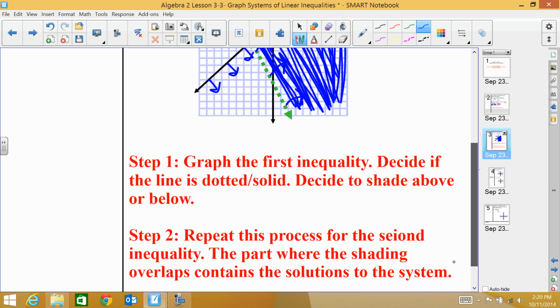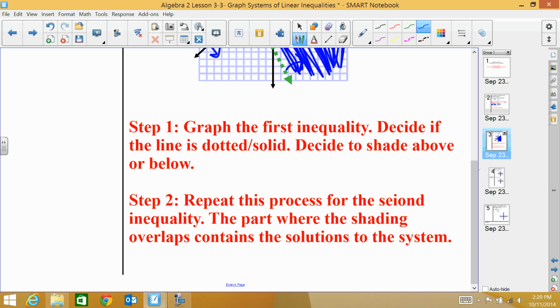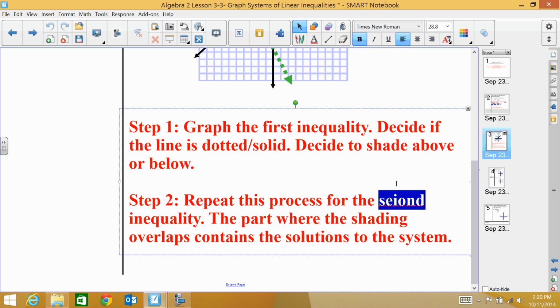So to go back over our steps, first we graphed the first inequality, and we had to decide if the line was dotted or solid, and then we had to decide if we needed to shade above or below the line. And then we repeated this process for the second. There's a typo there. It should say second. Change that. So the second inequality, and then the part where the shading overlaps contained the solutions to our system.